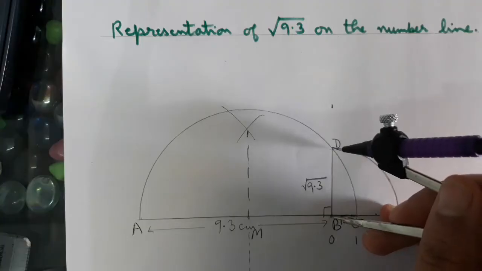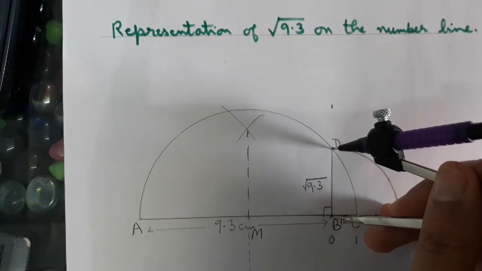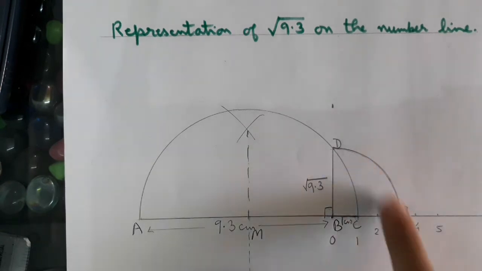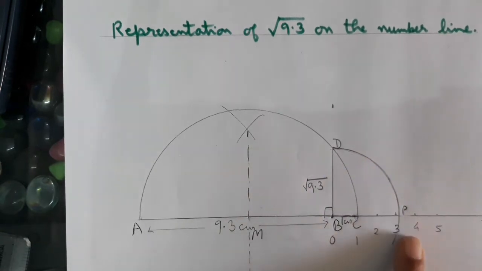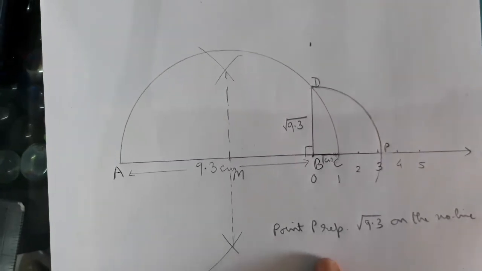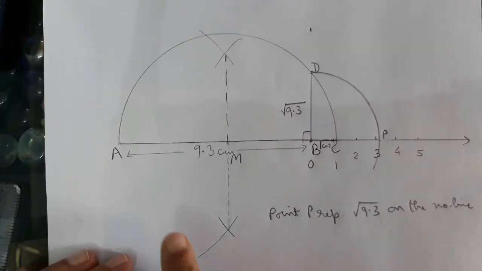Now with B as center and BD as radius, because BD is under root 9.3, we draw an arc on the number line. We obtain point P. You can see that this is a little bit more than 3 centimeters. We write that point P represents under root 9.3 on the number line. So let me repeat the construction once again.